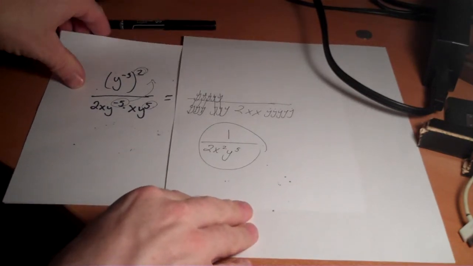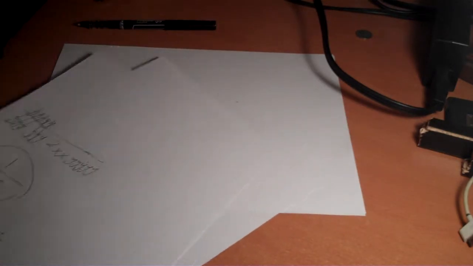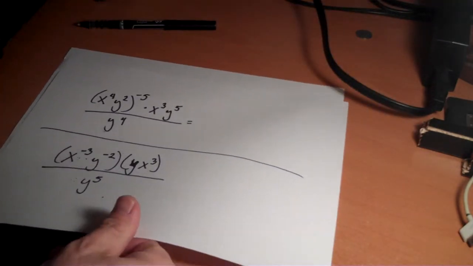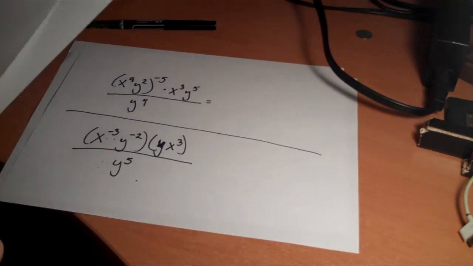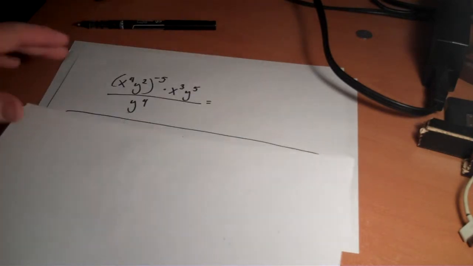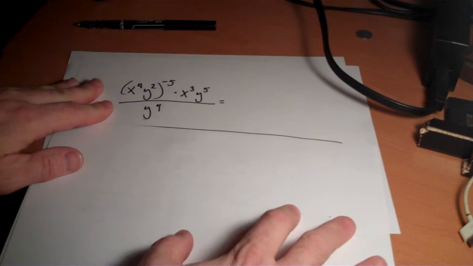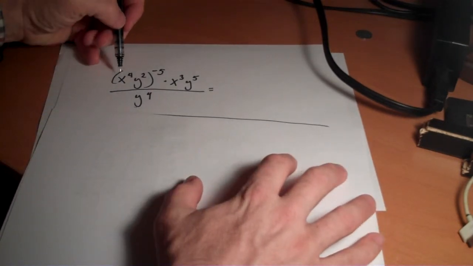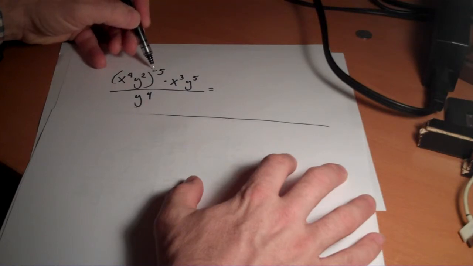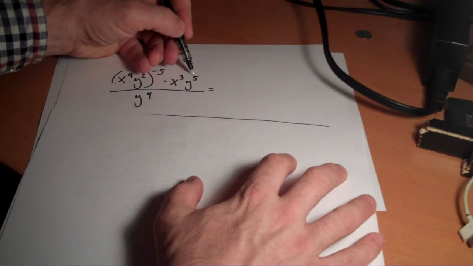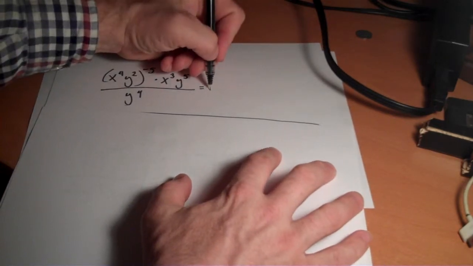What I would like for you to do is, I'm going to do one more with you, and then you're going to do one on your own. Here's the second problem. We'll do it together, or I'll do it for you. This is x to the fourth y squared taken negative 5 times x to the third y to the fifth divided by y to the fifth.